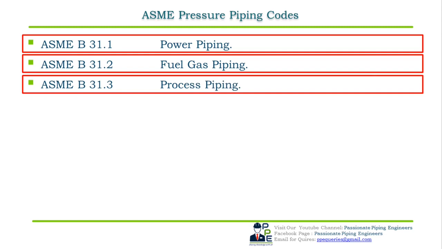ASME B31.3, which is very widely used, that is process piping. ASME B31.3 code is used for design and fabrication of process piping for all fluid services, pressure at 0 or below 15 psig, as well as for metal and non-metallic piping found typically in petroleum refineries, chemicals, petrochemicals, textile, paper, semiconductor, and cryogenic plants.